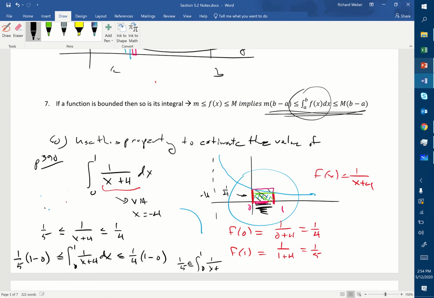You wouldn't believe how important some of this stuff ends up being sometimes. It's a clever little argument that once in a blue moon is useful. So the integral, we don't know what it is, but it's trapped between 1/5 and 1/4. That's a pretty good estimate.